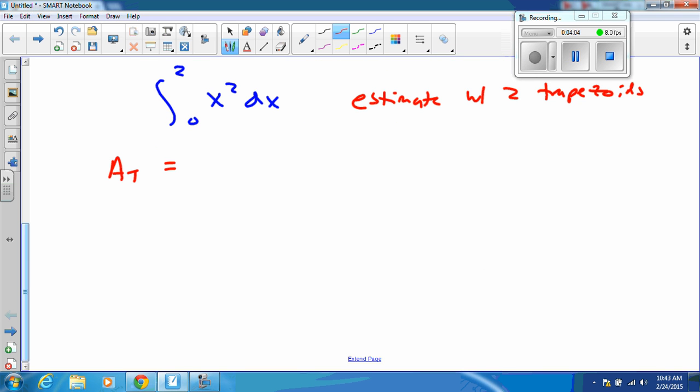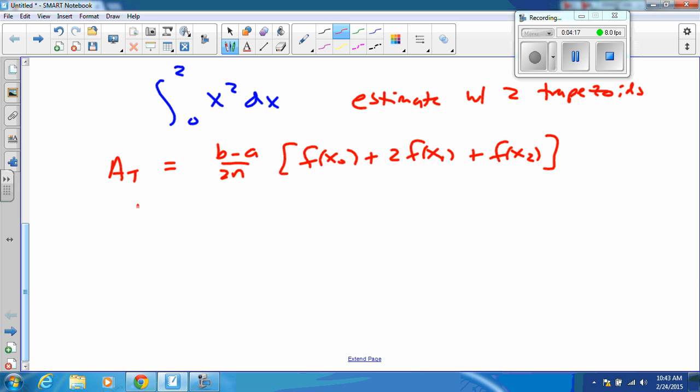And that estimate would then look like this. We would say that the trapezoidal estimate is equal to (b minus a) over 2n times f of x0 plus 2 times f of x1 plus f of x2. Draw yourself a picture to see what we're talking about. We're looking at two trapezoids here. And so there it is. By the way, since our curve is concave up, we can see that our trapezoidal estimate is going to be an overestimate. We expect that the estimate that we get is larger than the true value of the integral.